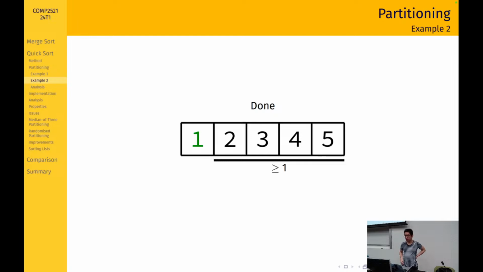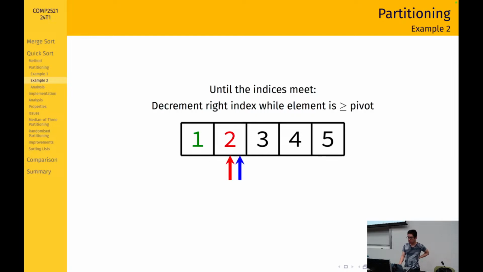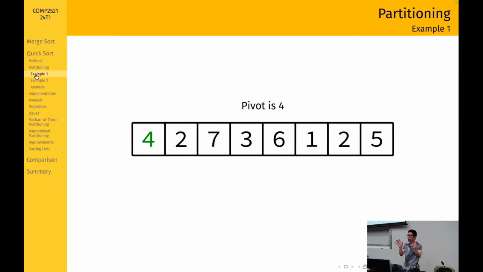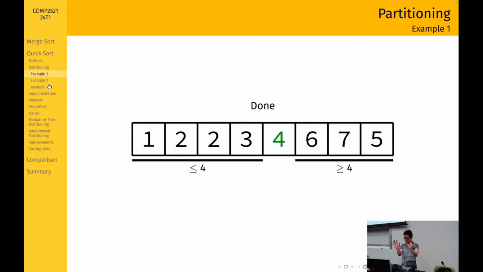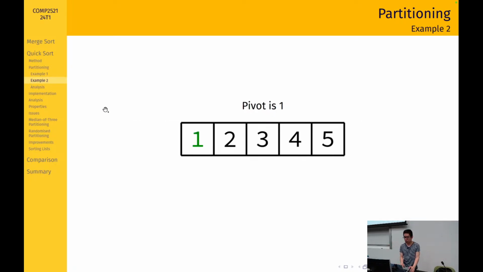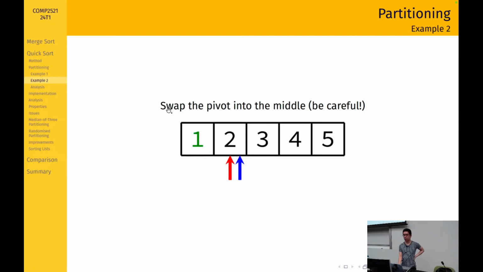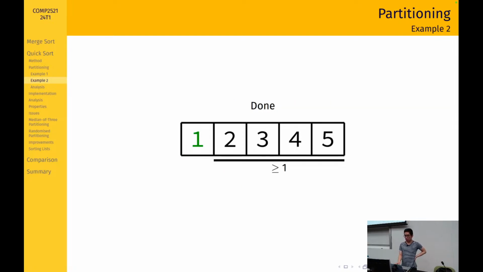Okay, so as you can see, the choice of pivot really affects how balanced the two partitions are. In this case, we chose a pretty good pivot, and the pivot ended up in the middle. But if you choose an element that's the smallest or the largest value, then you end up with two really unbalanced partitions. So, okay, that's partitioning.